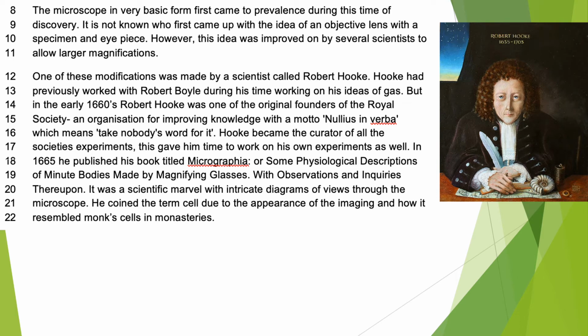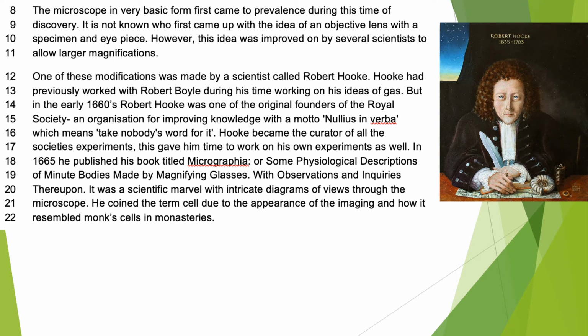So Robert Hooke, picture on the right there, is also a very, very famous physicist. Hooke had worked with Robert Boyle on the ideas of gas. But in the 1660s, Robert Hooke was one of the original founders of the Royal Society. This guy, Robert Hooke, made the book called Micrographia, right? And he was the first to make discoveries about the cell.